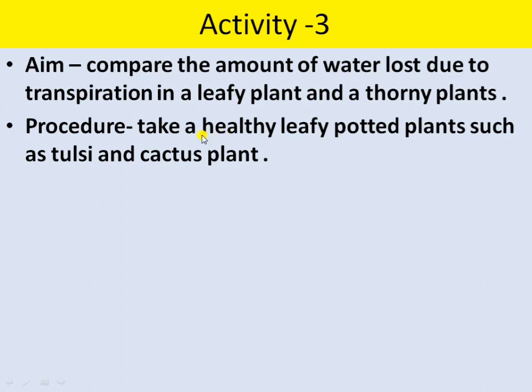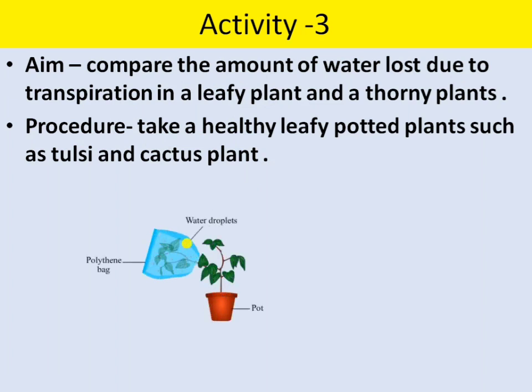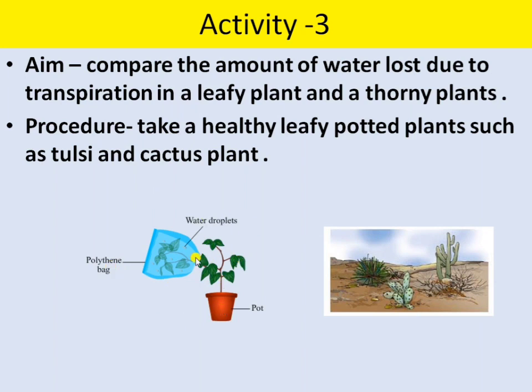The procedure is: first take a healthy leafy potted plant such as tulsi and a thorny plant such as a cactus. Then, as in this picture, enclose a branch of both plants with a transparent polythene bag. Tie them with the help of a string. Then keep both the pots in sunshine for a few hours, and observe the inner surface of the bag to see which bag has more water droplets.